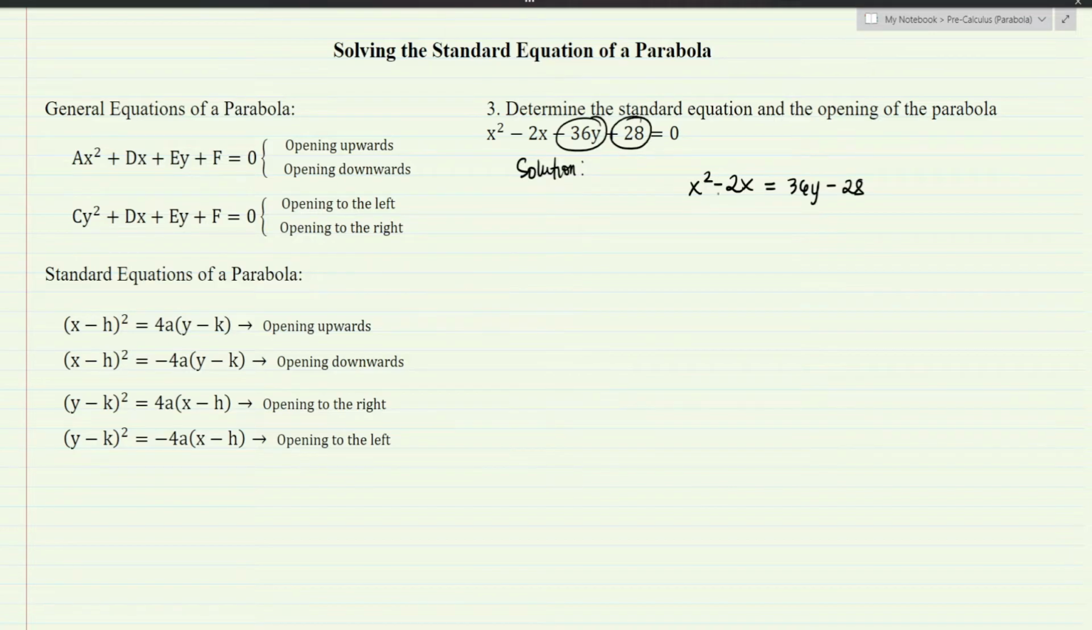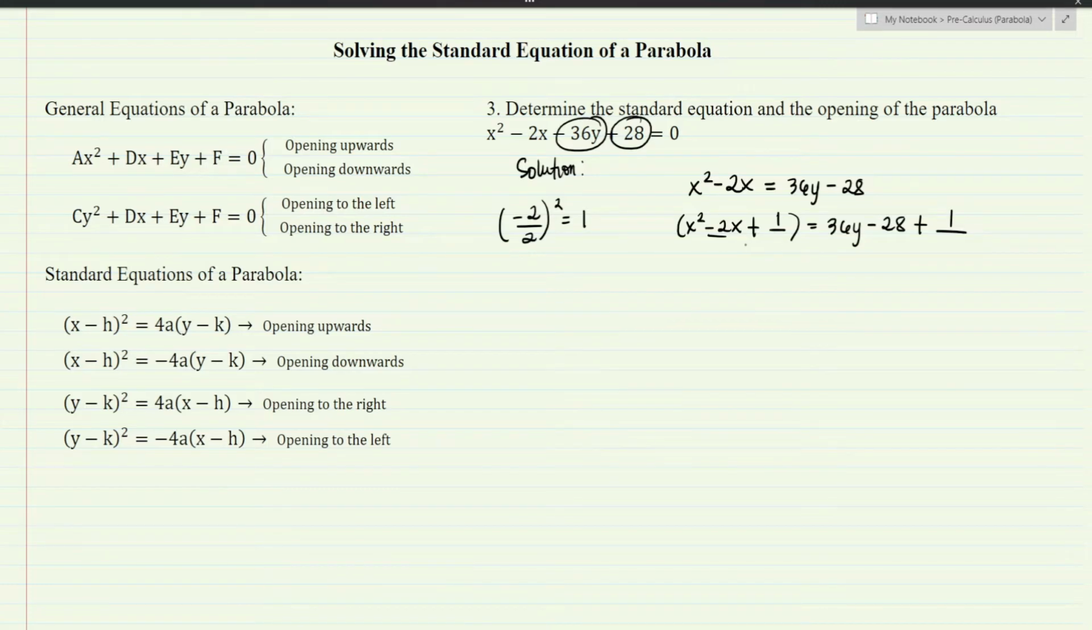So on the left side, I can now perform completing the squares here. So I will have x squared minus 2x plus the constant equals 36y minus 28 plus the constant. Now to determine the constant, we take the coefficient of the middle term, negative 2, divide it by 2, then square its answer. So I will have here 1. So I will place here 1 and also 1 on this right side of the equation.